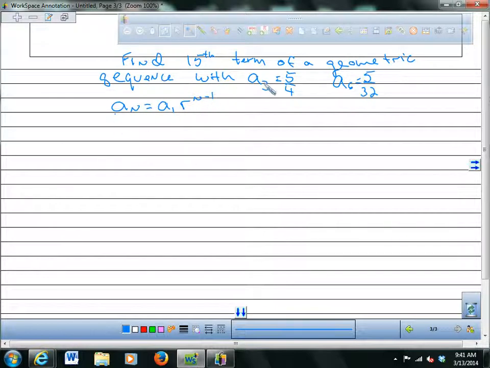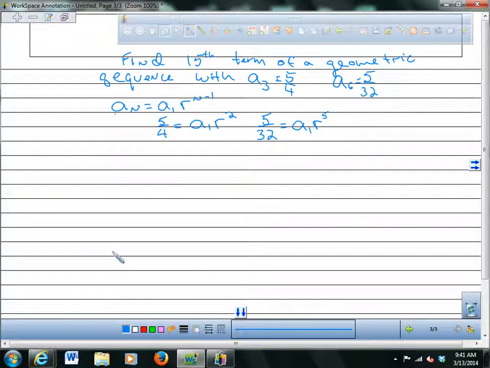Using that formula, I can come up with, for the third term, 5/4 is equal to a sub 1 times r raised to the what power? Squared. If it's the third term, n minus 1 would be 2, right? And then I have another equation that says 5/32 is equal to a sub 1 r to the what? 5th, like that. So how would I solve that?